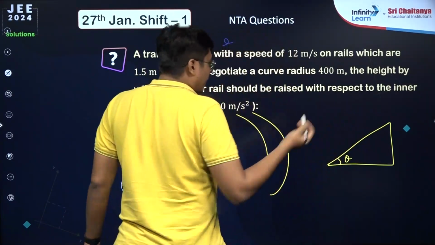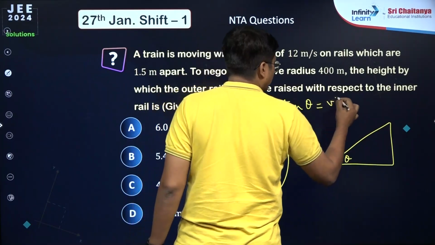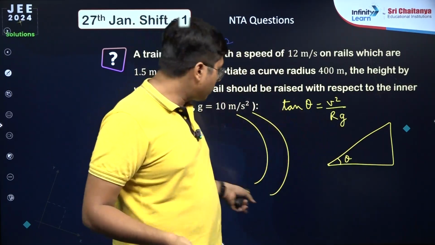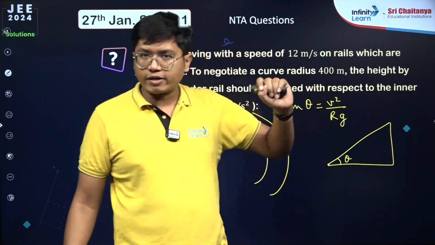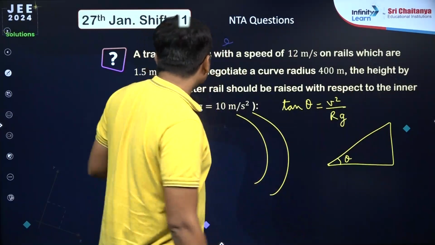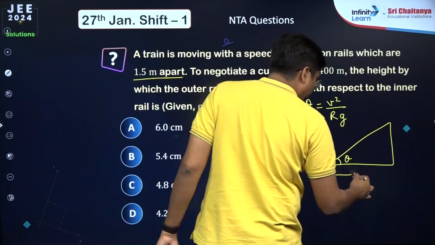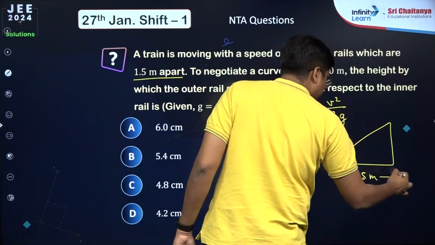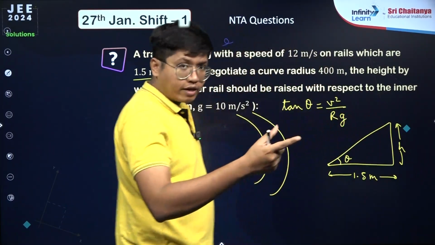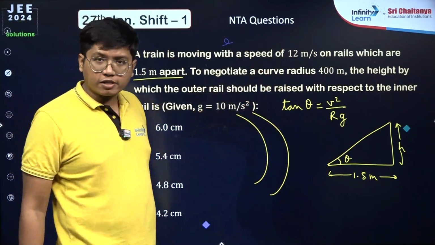If this angle is theta, then we know for banking of road formula, tan theta is equal to v square by rg. V is the velocity, r is the radius of the turn, g is the acceleration due to gravity. Now in this banking setup, the width is 1.5 meter apart. So you know this is 1.5 meter. And let's assume this is h. This h is what we need to find out. How much should that side be raised by?